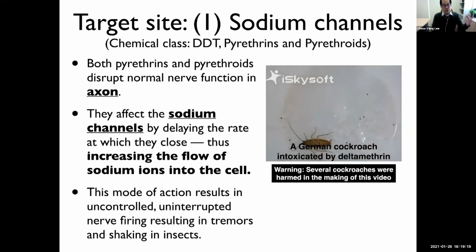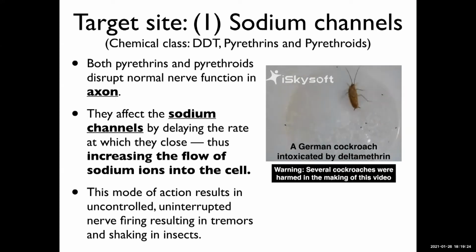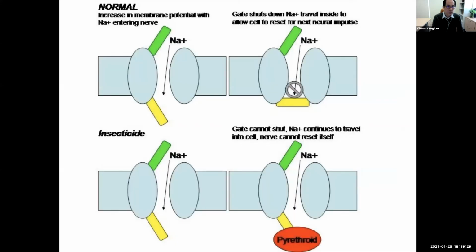So this would cause uncontrolled and uninterrupted nerve firing, and that will result in tremor and, of course, shaking in the insects. If you look at this particular slide, under the normal situation, you have the sodium channel open, and once the job is done, the gate will close. But once you have the insecticide, imagine that the insecticide is holding the gate and preventing the gate from closing. So the sodium ions would keep flowing in, and that will continue to trigger impulses.